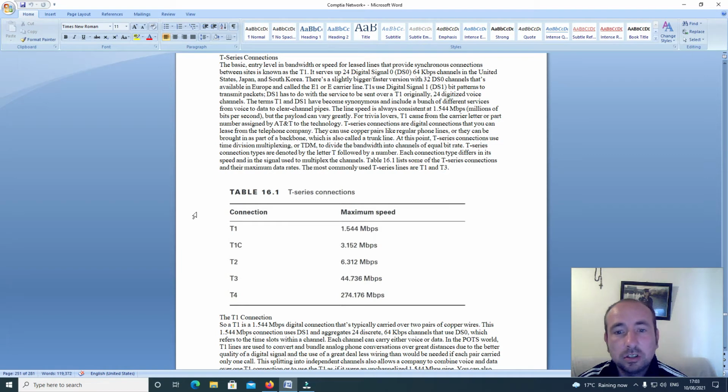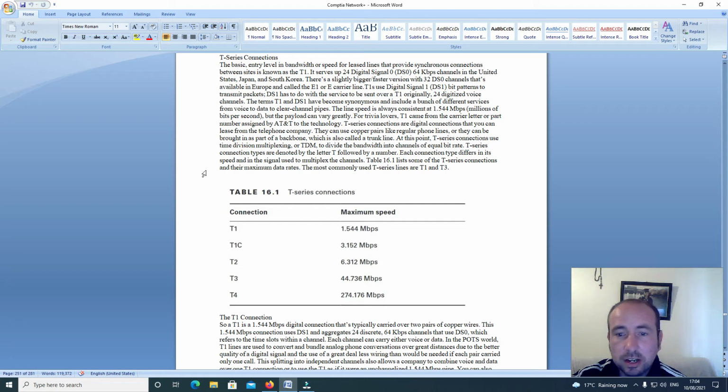T1 uses digital signal 1, DS1, bit patterns to transmit packets. DS1 has to do with the service to be sent over a T1, originally 24 digitized voice channels. The terms T1 and DS1 have become synonymous and include a bunch of different services, from voice to data to clear channel pipes. The line speed is always consistent at 1.544 megabits per second, millions of bits per second, but the payload can vary greatly. For trivia lovers, T1 came from the carrier letter or part number assigned by AT&T to the technology.